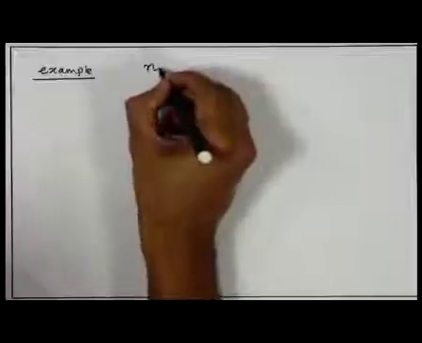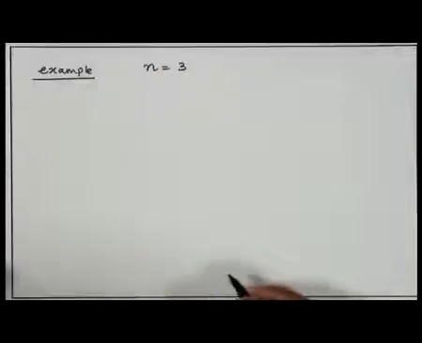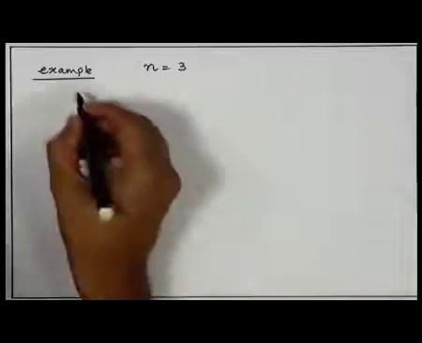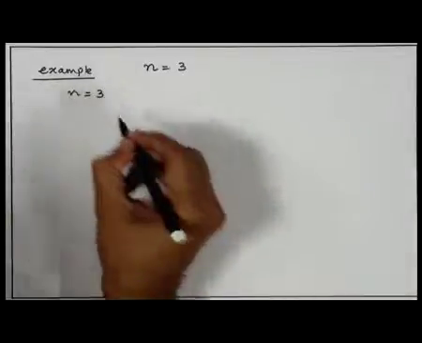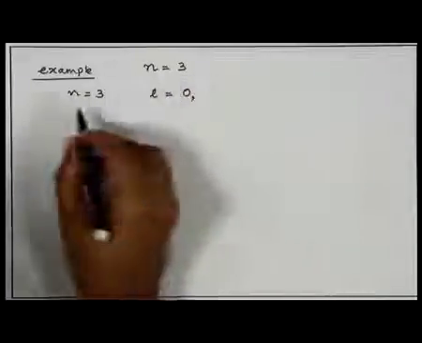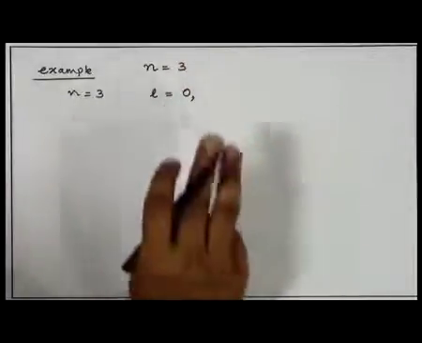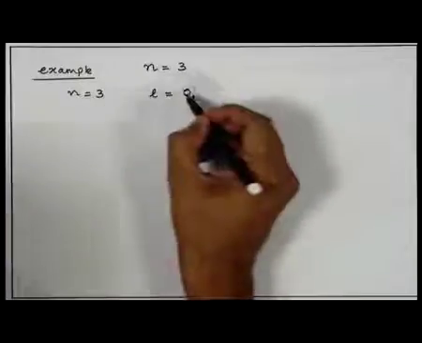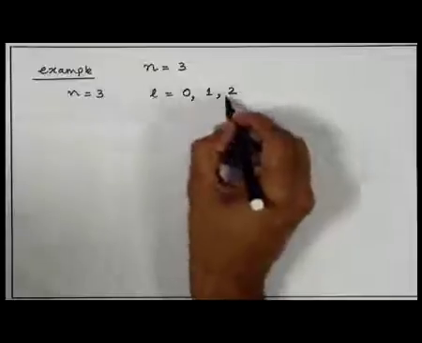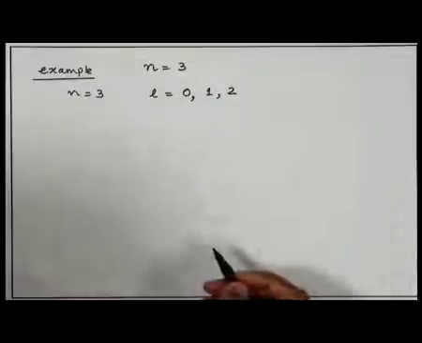Let us say my n value is 3. The task is to find out the number of orbitals. So, when n is 3, what are the possible values of L? Since n is 3, there are 3 possible values of L, and they are 0, 1, 2. So, it goes from 0 to n minus 1.